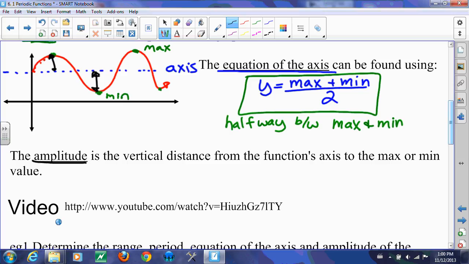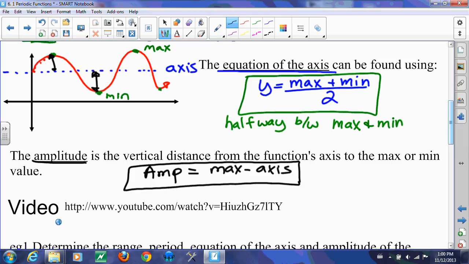And the way to find the amplitude, there's two ways, but the way I like to write down is you take your maximum value and subtract your axis. You could also take your axis and subtract your minimum, but usually you're subtracting a negative value, so it's usually easier to do that one.